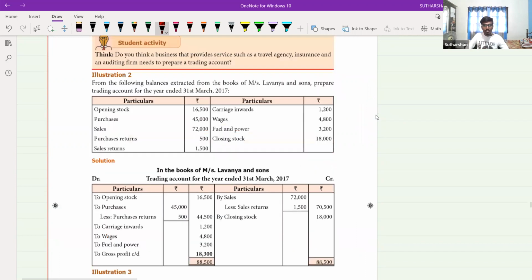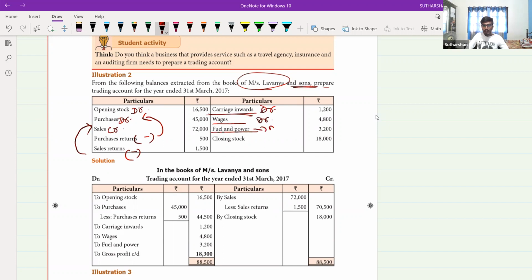Okay, then coming to illustration 2, from the following balances extracted in the books of Mrs. Lavanya and Sons, prepare trading account. They are asking opening stock. Opening stock will have debit, purchases debit, sales will have credit. Purchase return, we need to deduct it from purchases. Sales return, we need to subtract it from sales. Carriage inwards debit, wages is a direct expense debit, fuel and power is a direct expense debit, closing stock is a direct income, so it is a credit. If you do this, you will get your answers.